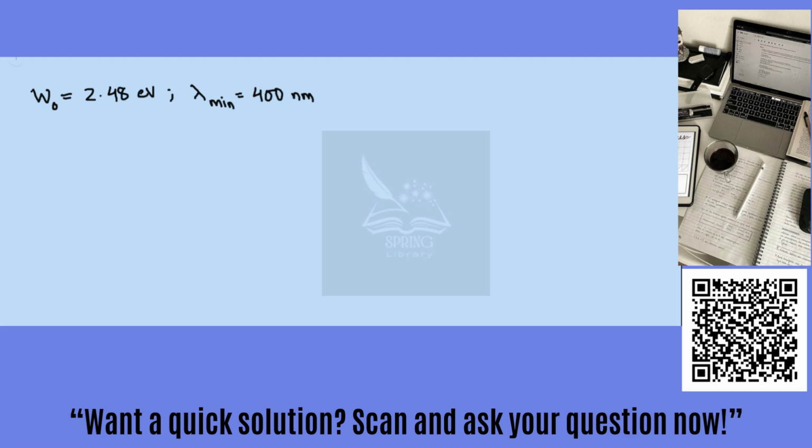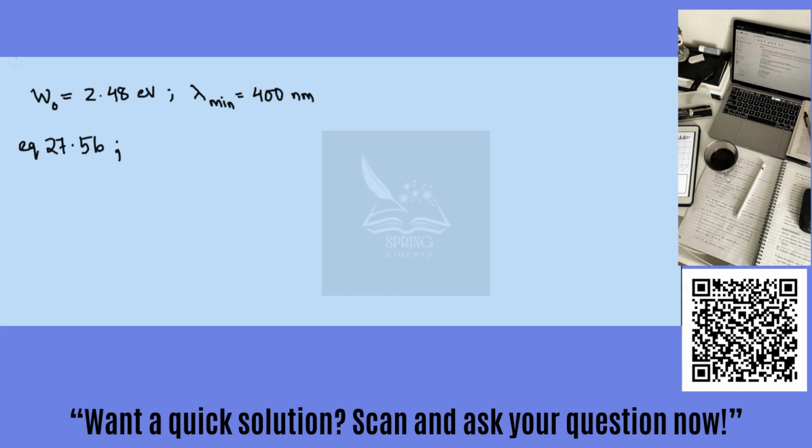So we took the wavelength here to be the minimum wavelength of white light, which is 400 nanometer. Now we use equation 27.5b from the textbook to calculate the maximum kinetic energy.